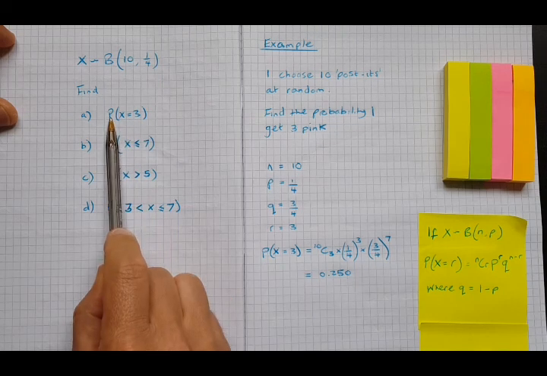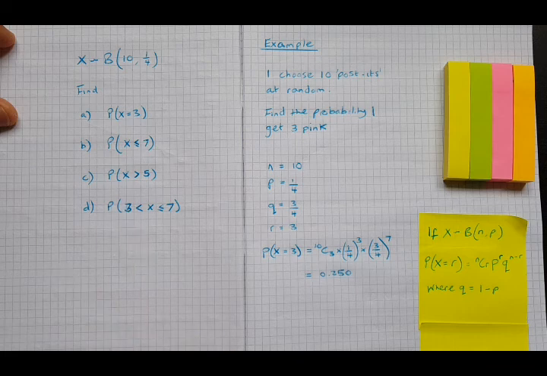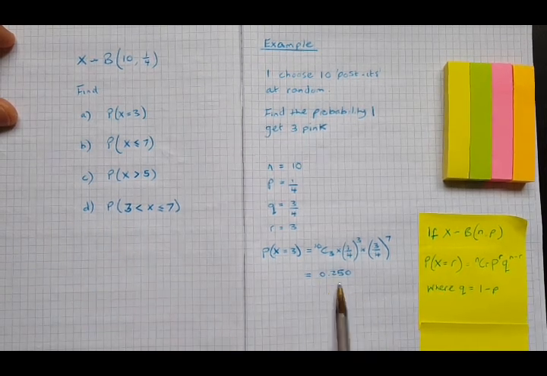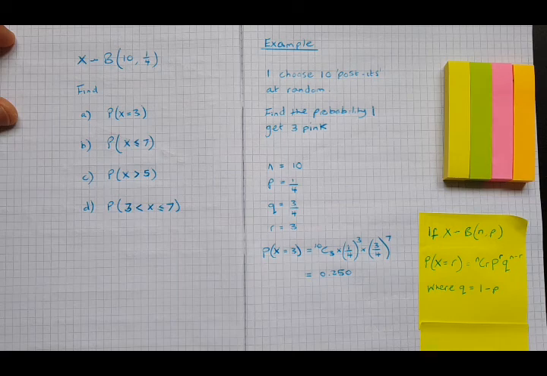So find the probability that x is 3. Find the probability that we get 3 successes or 3 pinks. Well, we've already done that. We know the answer. This is what we did here. But we're going to use our calculator in a much more efficient way, and I'm going to give you a reminder on how to do that.